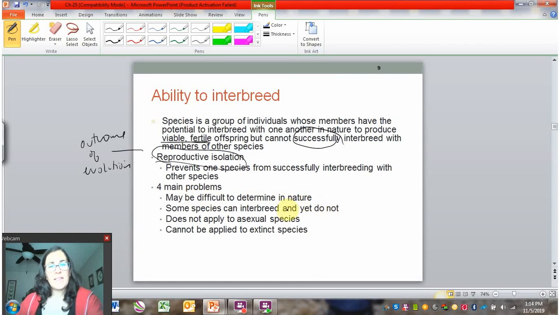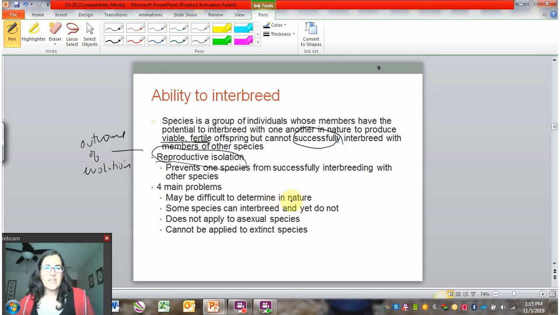This one, again, there's some strengths to it, and the strength really is that interbreeding can be a readout for lots of other evolutionary traits. So again, it's a readout of how similar the DNA is. It's a readout of how similar the physical traits are. But it has some challenges.